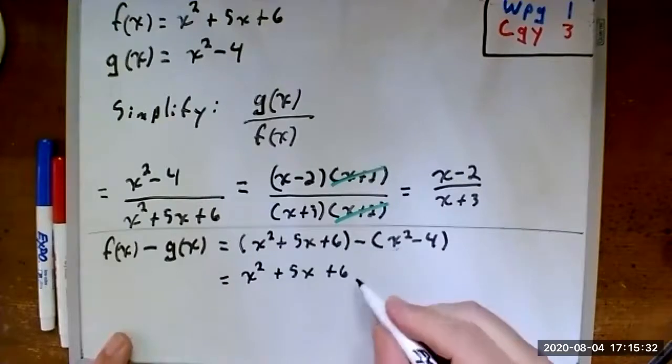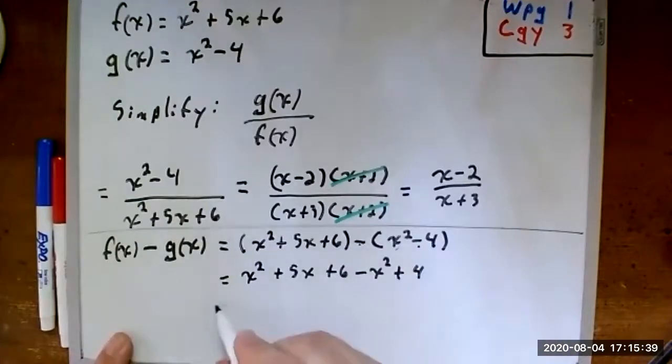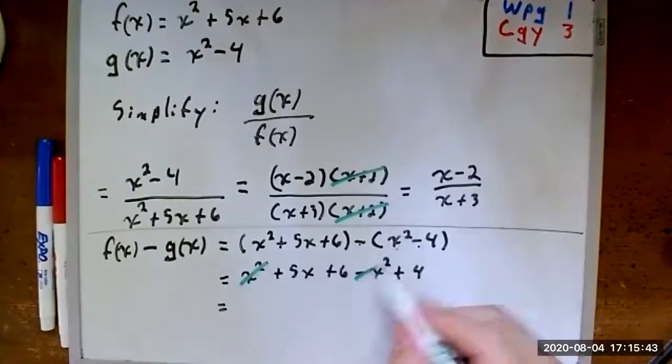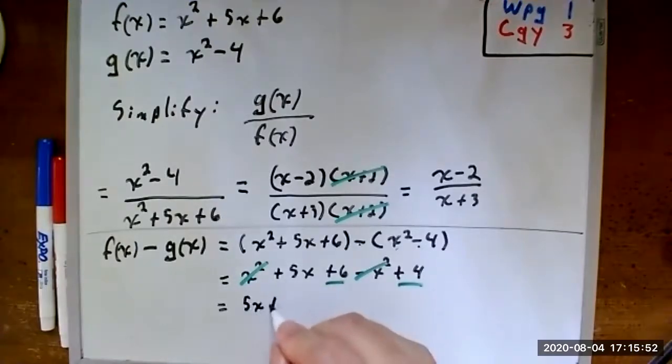Okay, so there's a minus and it's going to distribute in here. So when I start to simplify this, I end up with x squared plus 5x plus 6 with no changes, no problem, minus x squared plus 4. My x squareds cancel out because I have one positive and one negative. I can put 6 and 4 together. So I end up with 5x plus 10.